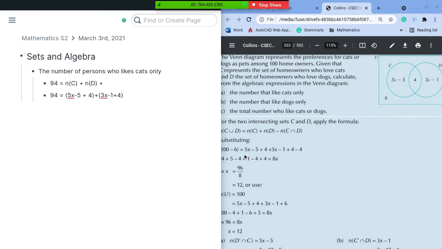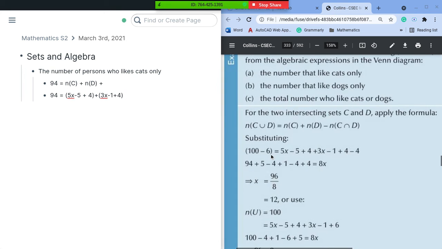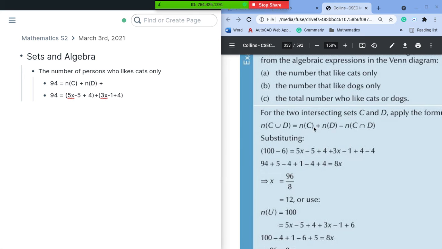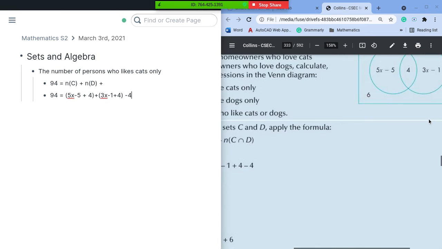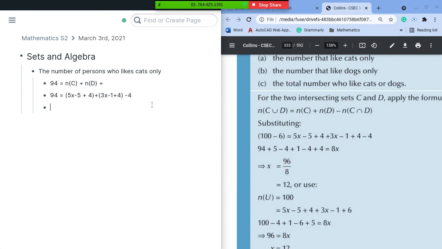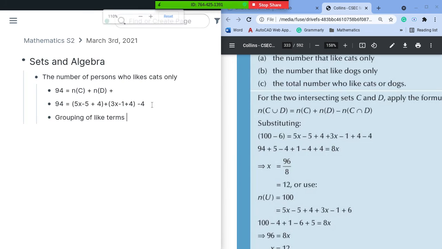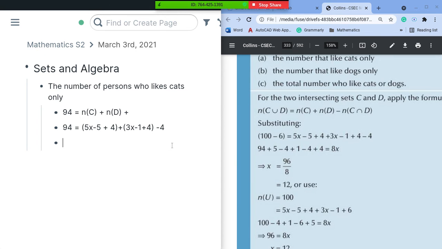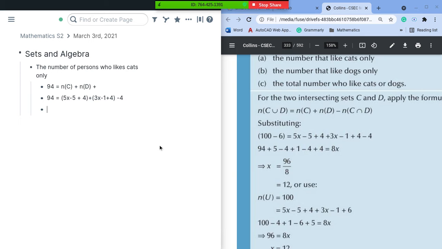Now after we've added 4 to both, we're going to simplify by subtracting 4, to account for the persons that intersect. We're going to now call something grouping of like terms. Well, really and truly, it's not grouping of like terms. It's more or less carrying over known values.